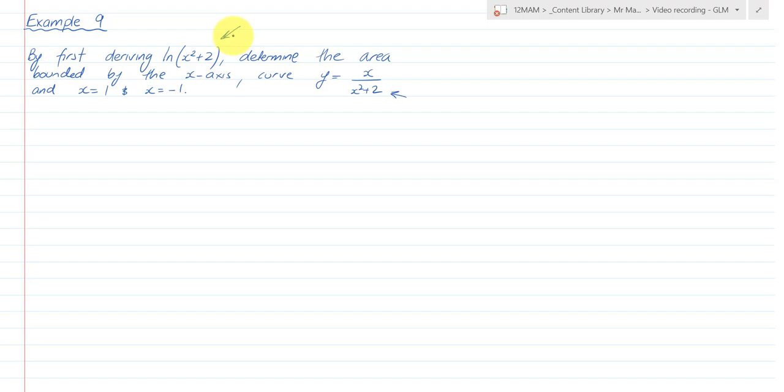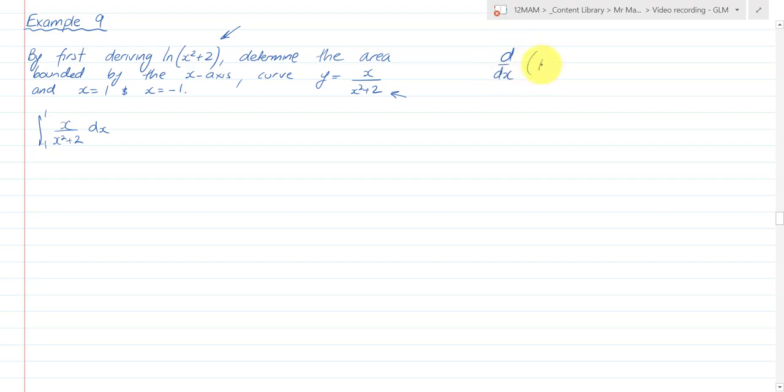What I want to do is set up my integration now that I've read the question. So my integration is going to look like this. I'm going to integrate x over x squared plus 2 with respect to x, and I'm going to integrate it between 1 and negative 1. My issue is I don't know what the integral of x over x squared plus 2 is, but I can see it's an f of x in the denominator with the derivative f dash of x in the numerator. So it is going to look like a log. That's kind of what I'm expecting. So let's go here on the side and let's do that suggested derivative.